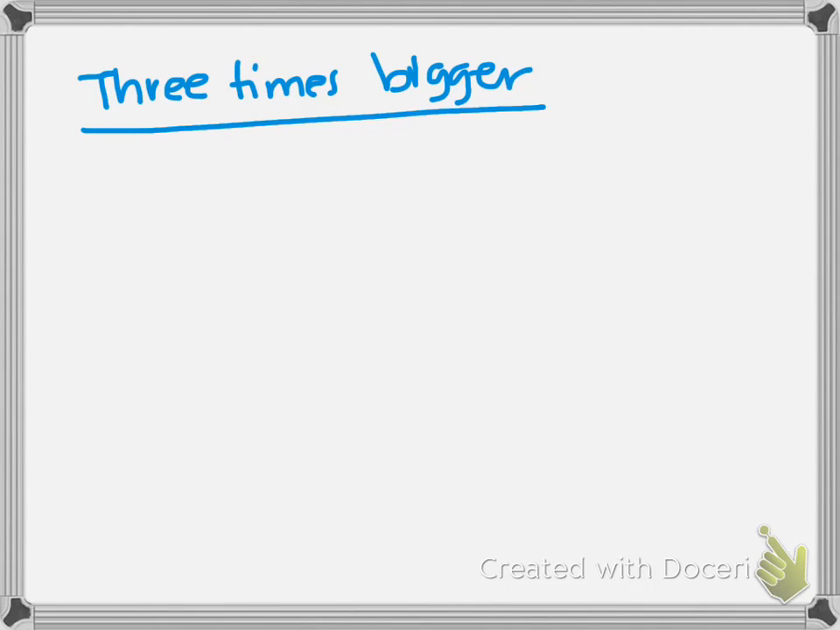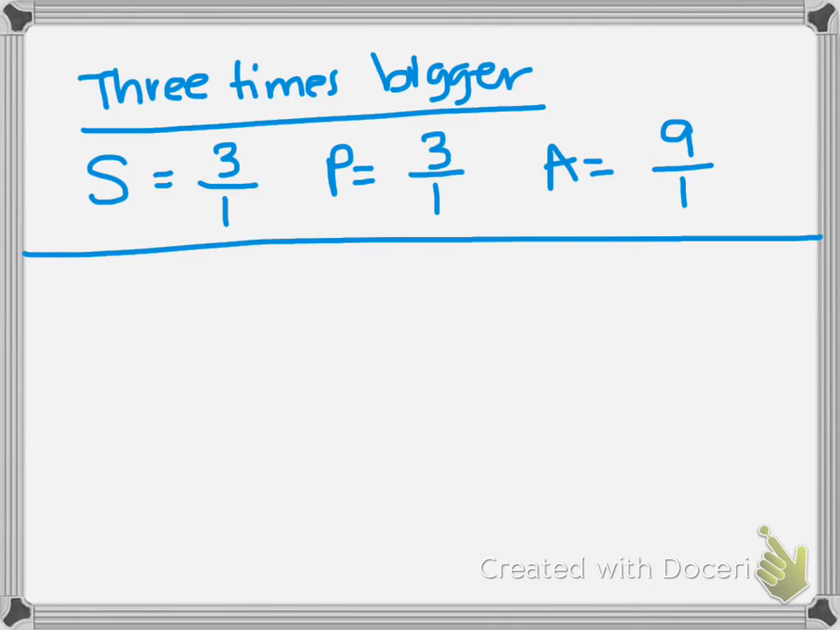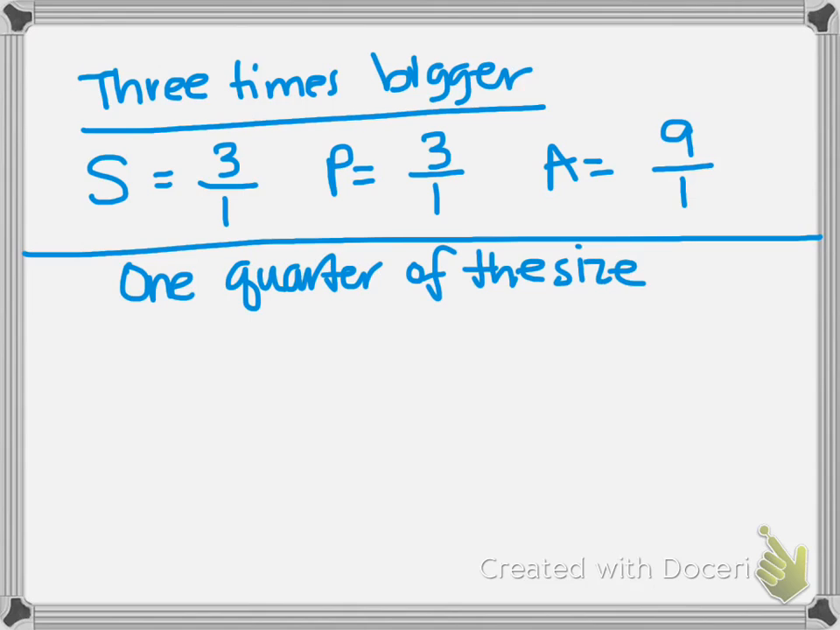Okay, so if you're going to make something 3 times bigger, the side ratio is going to be 3 to 1. The perimeter ratio is going to be 3 to 1. The area ratio is going to be 9 to 1. If you make something 1/4 of the size, then that's a reduction. So we're making it 1/4 smaller. So the side ratio would be 1/4. The perimeter ratio would be 1/4. And the area ratio is going to be 1/16.